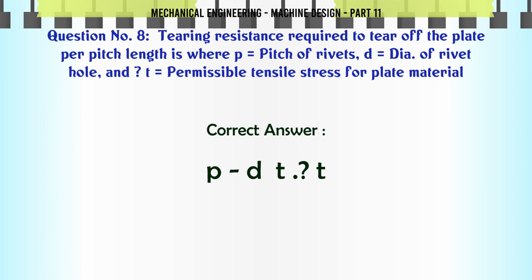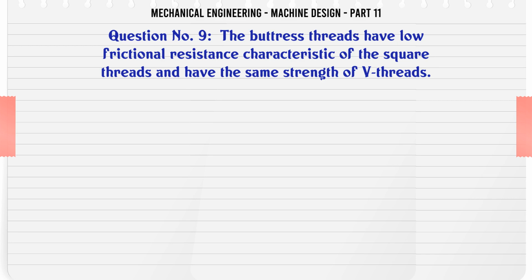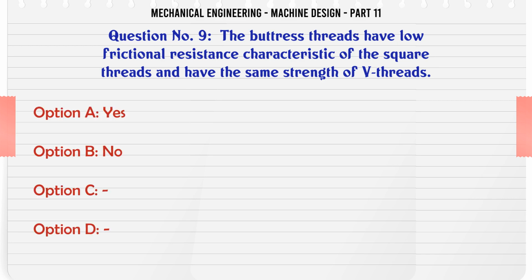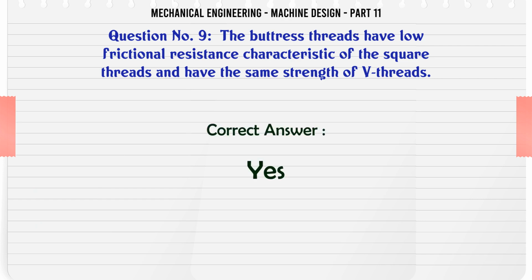The buttress threads have low frictional resistance characteristic of the square threads and have the same strength as V threads. A. Yes. B. No. C. D. The correct answer is yes.